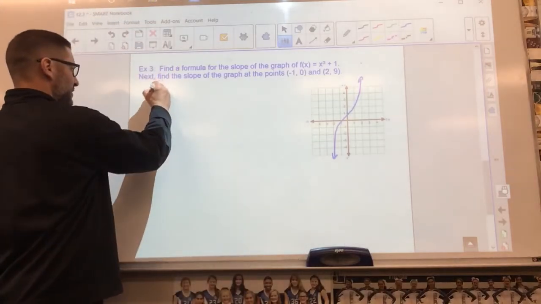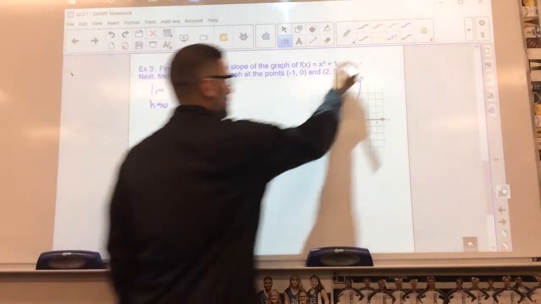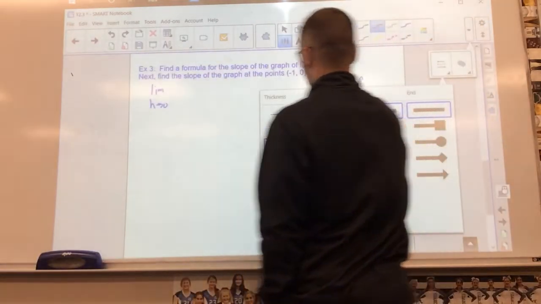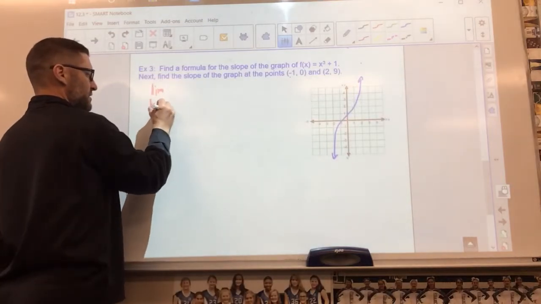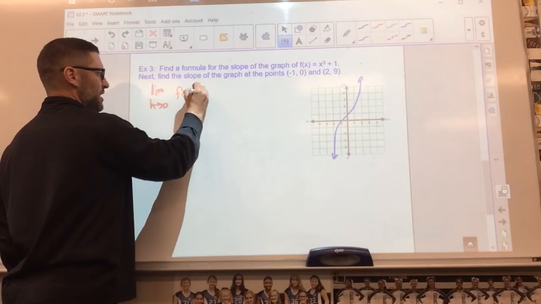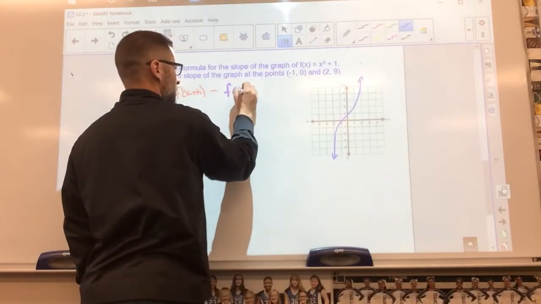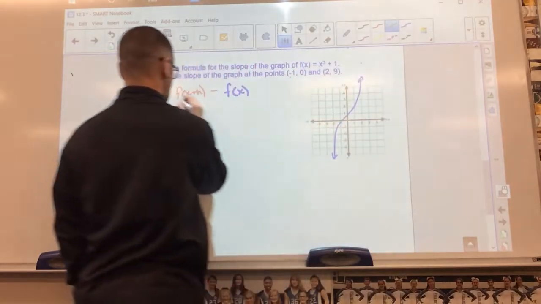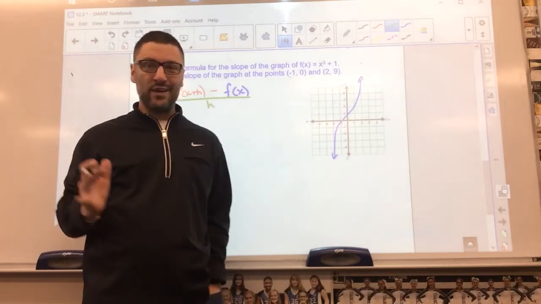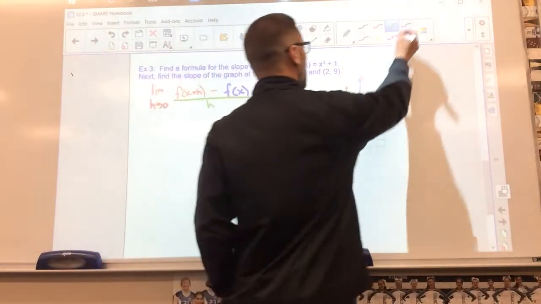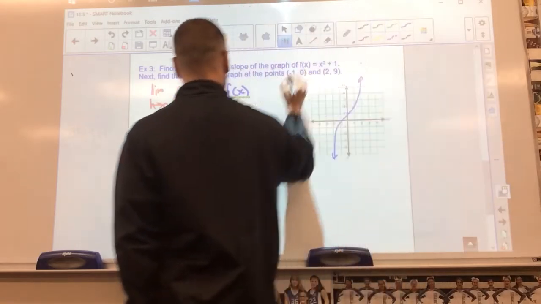So I'm going to rewrite the formula, the limit as h goes to 0. Let's go back to our color coordination that we've been using. The limit as h goes to 0 of f of x plus h minus f of x all over h. That formula is standard. It will always be the same. Let's go ahead and find these values.